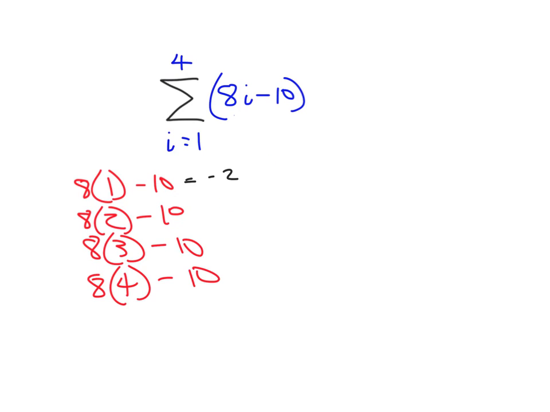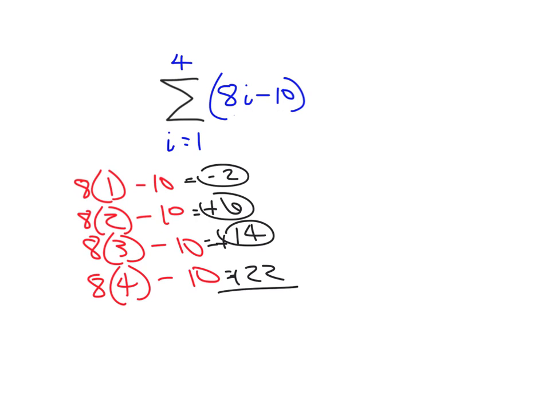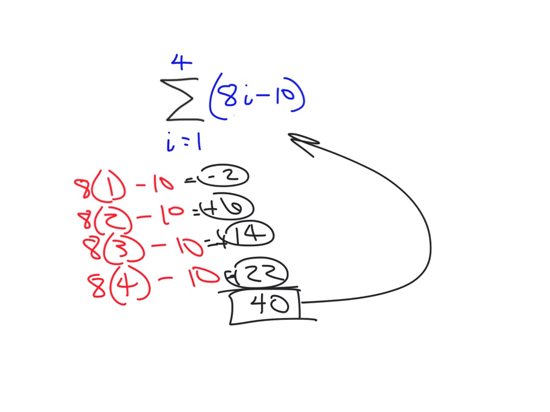Minus 2, 16 minus 10, 24 minus 10, and 32 minus 10. Okay, and the summation means once I get my answers, I'm going to add all of these together. So negative 2 plus 6 is 4, plus 14 is 18, plus 22 is 40. So the answer to that is going to be 40.